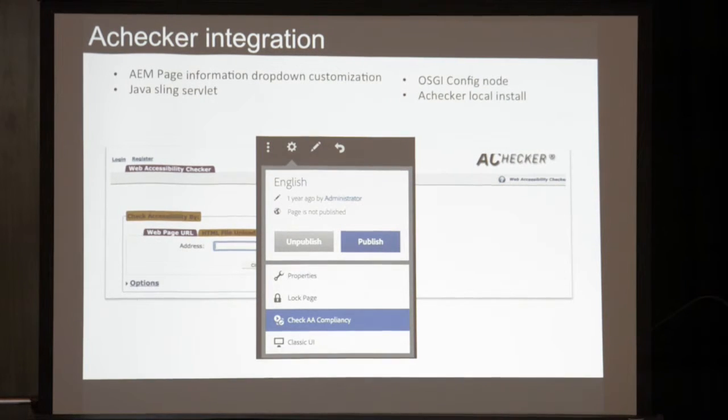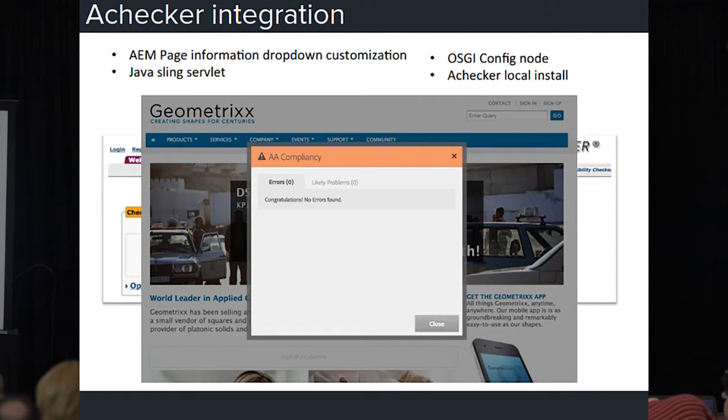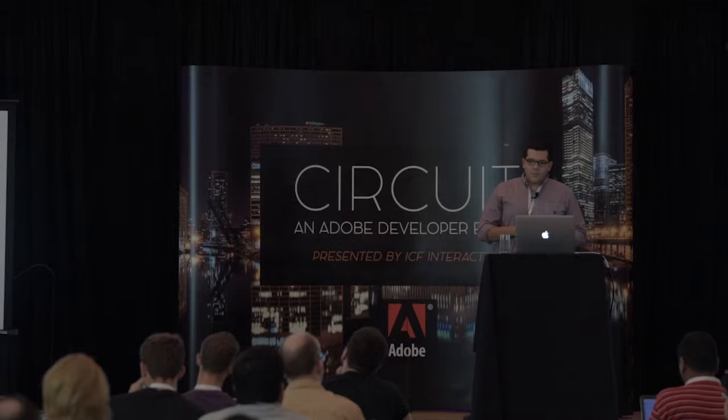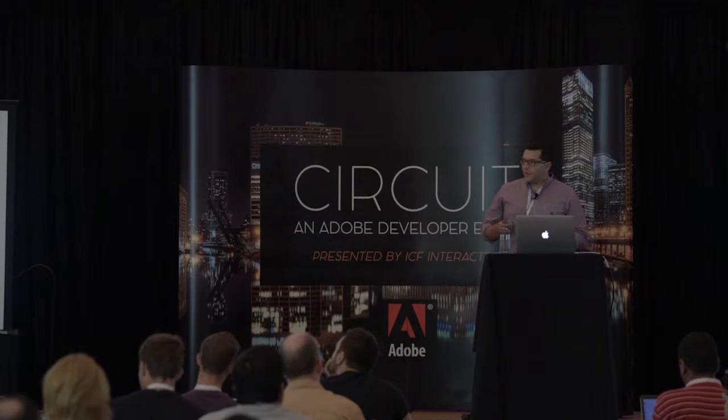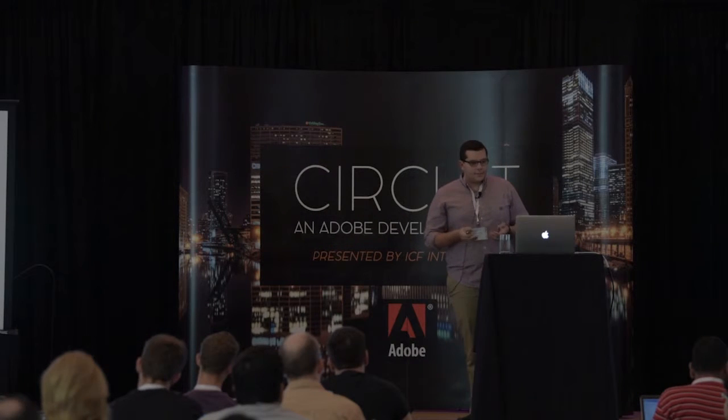Well, this is what we did. We overrode, as I said, the dropdown, and that opened up a modal which talked to an AChecker server, local or achecker.ca, which is public, and returned the errors of the page. We strip out everything that is author environment around the code and just send the real HTML code that will be shown on the published server. We also provided an OSGi config node that allowed them to configure wherever this server was going to live.